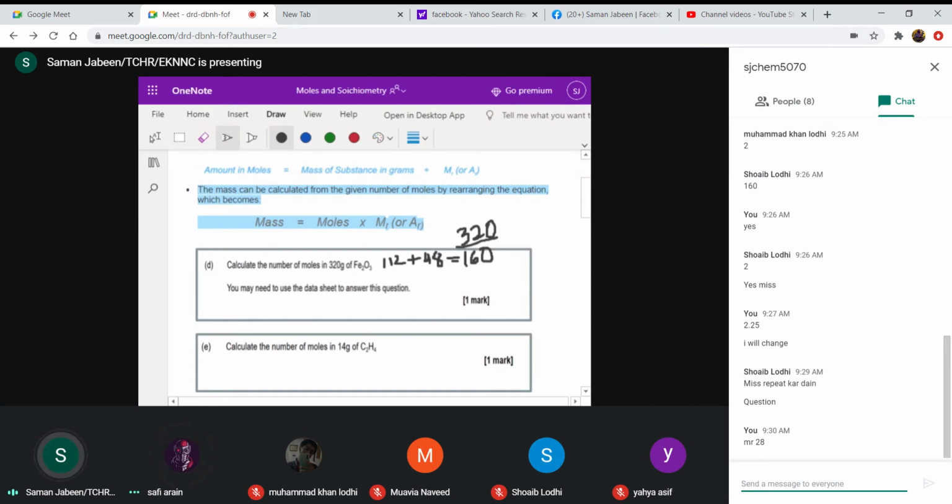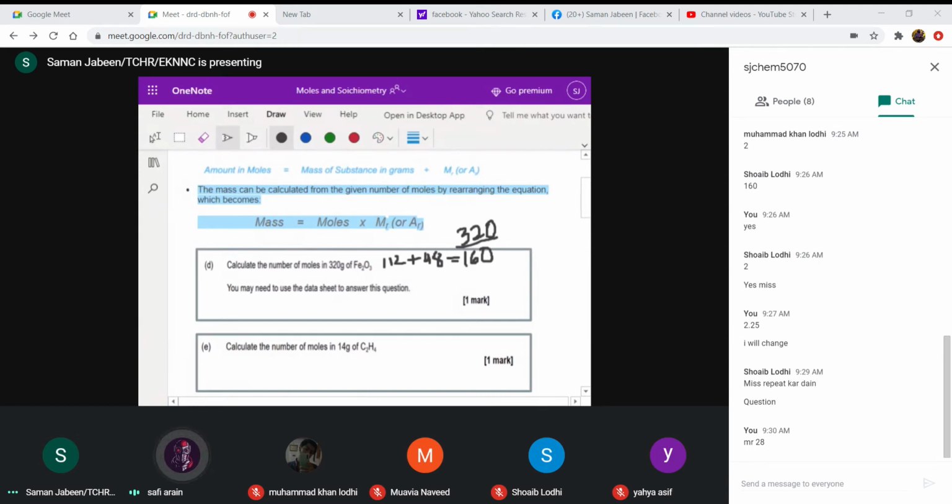I am repeating the question. C2H4, carbon is 12 and hydrogen is 1. Calculate their MR. Carbon is 12 and hydrogen is 1. So C2H4, what will be the MR of it?